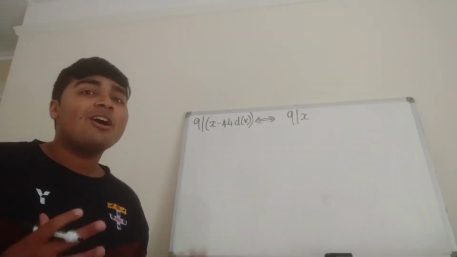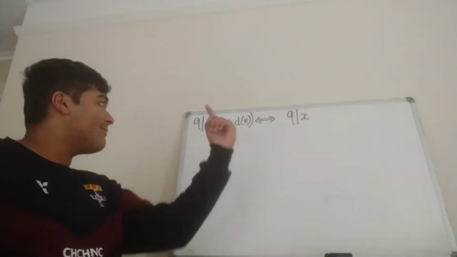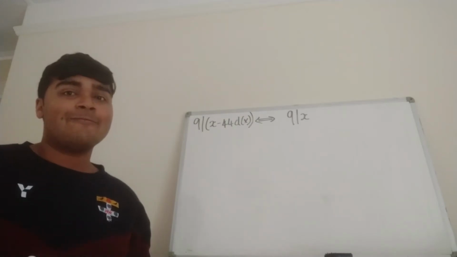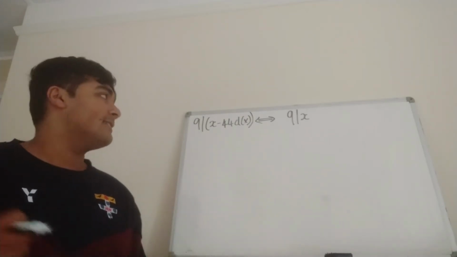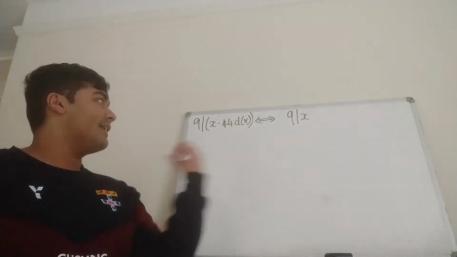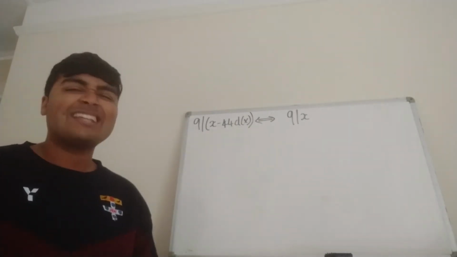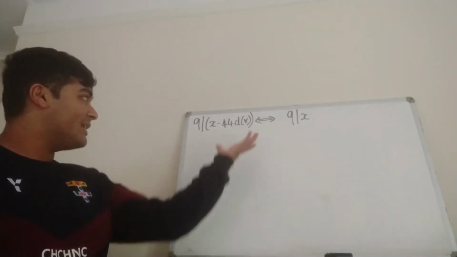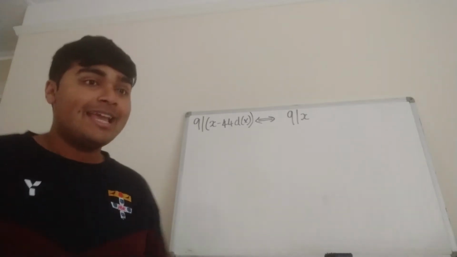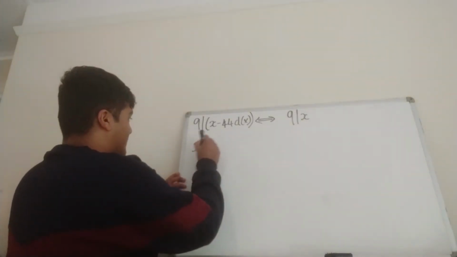Okay, so for the first part of part 2, we want to show that 9 is a factor of x minus 44 d of x if and only if 9 is a factor of x. So x is a multiple of 9 if and only if x minus 44 d of x is a multiple of 9. Okay, so the way we're going to do this is just start from the left hand side here, x minus 44 d of x.